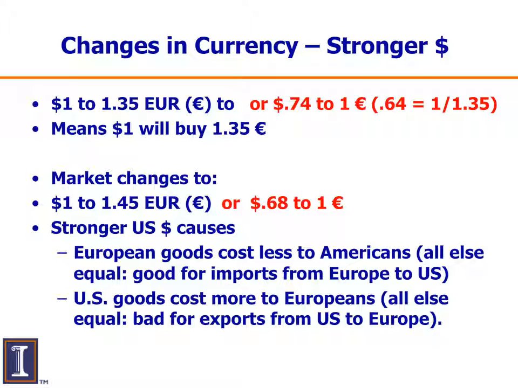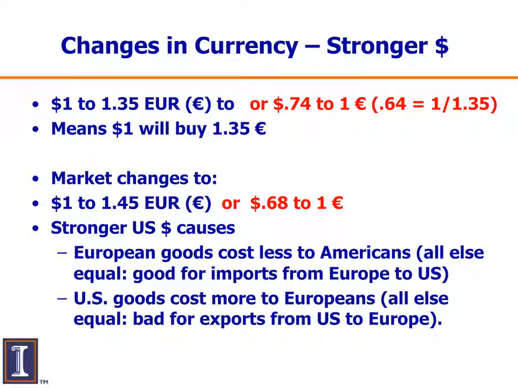Again, we begin in the same place, $1 to 1.35 euros. Now we're going to have the market change to $1 to 1.45 euros. This is a strengthening of the U.S. dollar, and it will cause European goods to cost less to Americans. Something that used to cost 1 euro to make in Europe used to cost 0.74 cents in the United States. Now it costs 68 cents. And we get that 74 and 68 from above there. And U.S. goods cost more to Europeans.